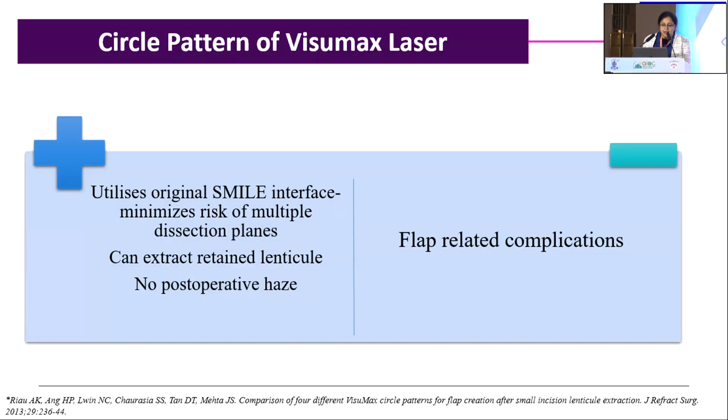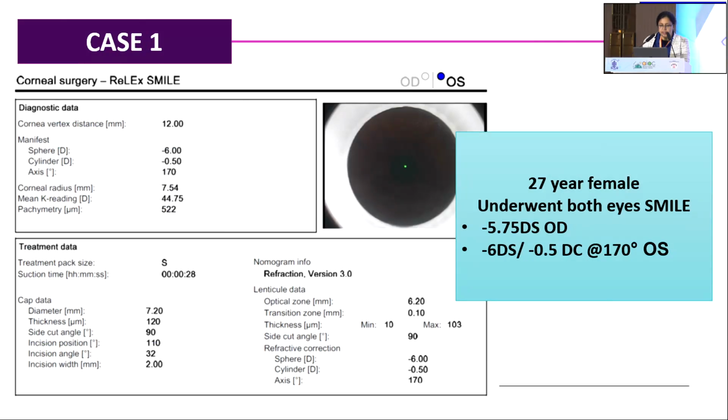So what's the advantage? Why not just do a femtosecond LASIK if you have to retreat? Because this circle pattern utilizes the original smile interface. So there is no risk of multiple dissection planes being created. And you can also extract a totally retained lenticule. Why not a surface ablation? No risk of post-operative haze. On the flip side, as you have moved back from the cap to flap, you have all the flap-related complications to contend with. So just to demonstrate how to apply the circle pattern in your clinical cases.